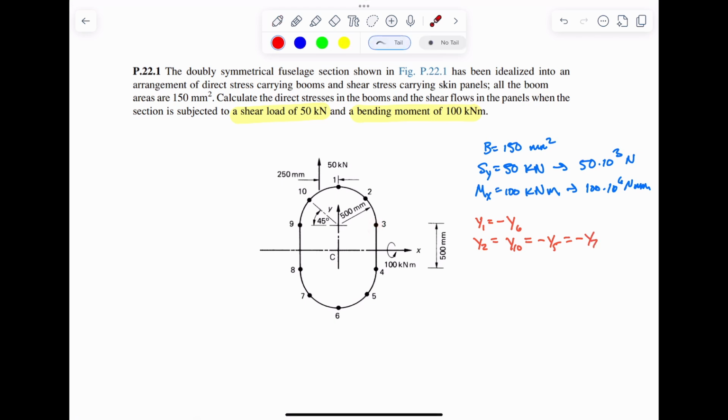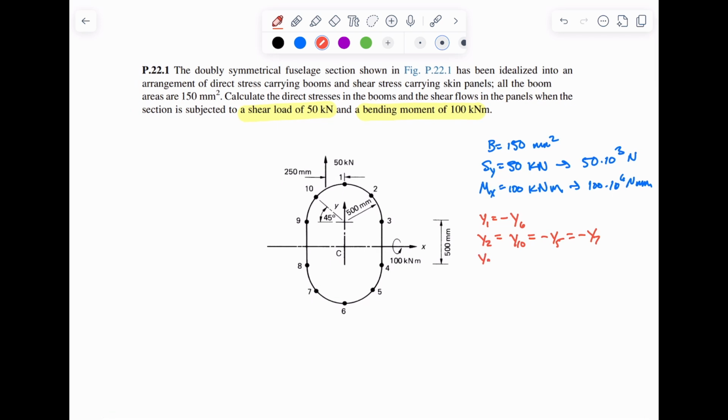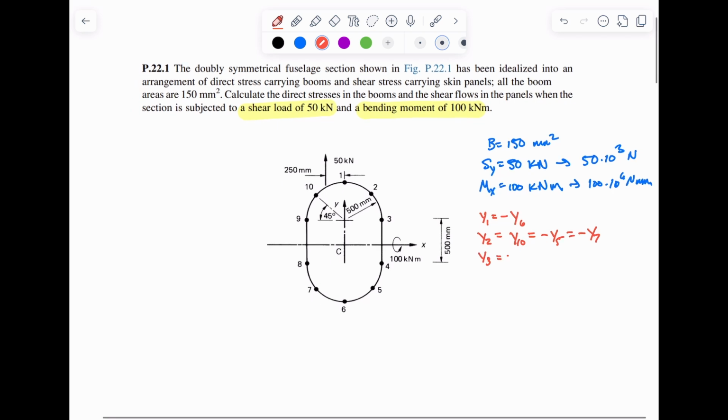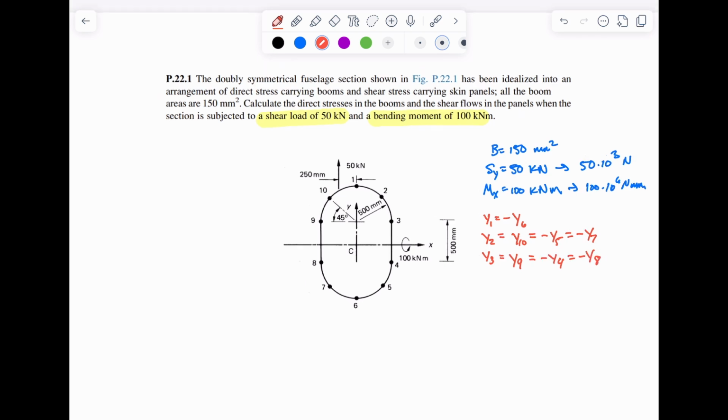And same thing with boom 3. Its distance from the center is the same as booms 9, 8 and 4. So we can say that y3 is equal to y9, negative y4, negative y8.